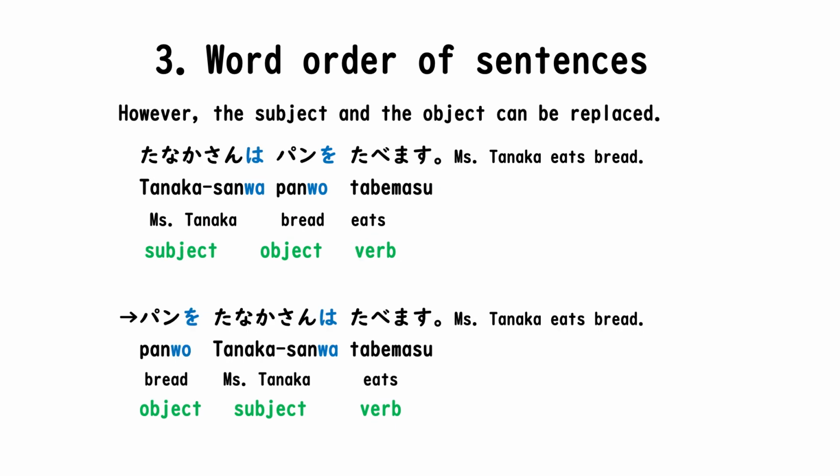However, sometimes the subject and object can be replaced. In the example, 田中さんはパンを食べます。Miss Tanaka eats bread. It can also be パンを田中さんは食べます。Compared to English, Japanese has more freedom in terms of word order. However, when you study Japanese, first remember subject, object, verb as the basic word order.